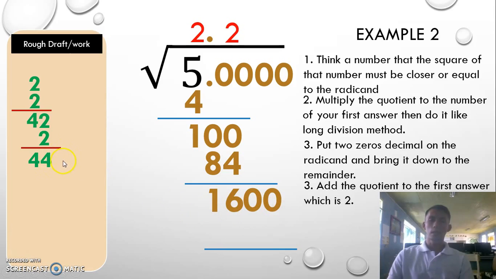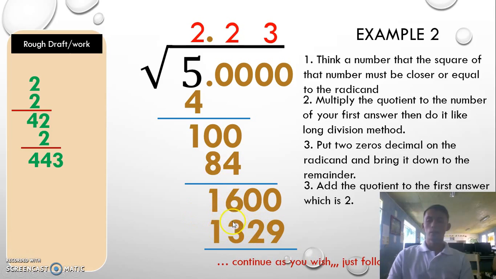So you put it here. You try 3. So 443. You multiply this number. First you put it here, then you multiply 443 by this 3. So you have 1,329. Now you have this answer, 2.23, an approximate answer in 2 decimal digits.